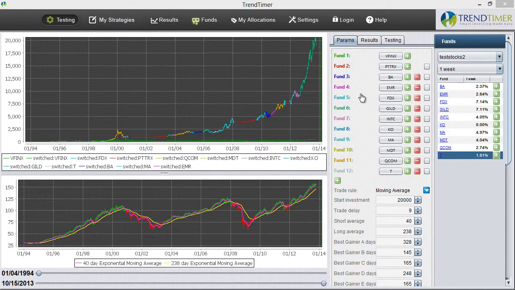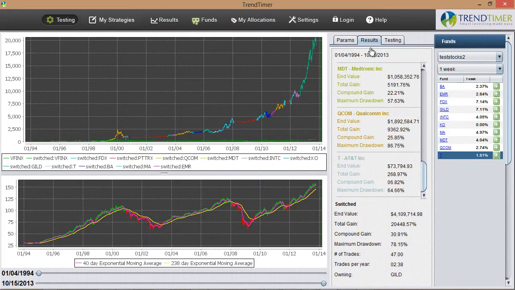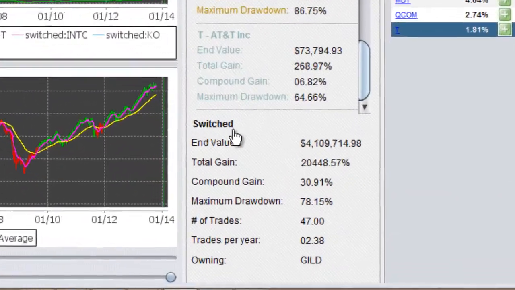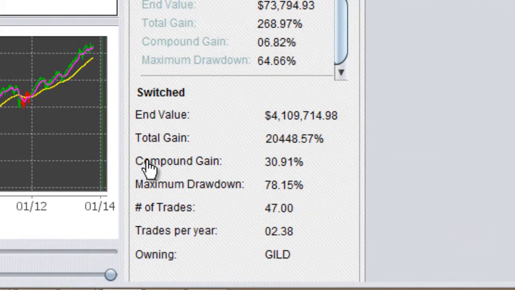We can visit the Results tab to see how our strategy has performed. At the bottom there's a switch section, which shows that our strategy has had an annual compound gain of 30.91% since 1994. So that's really quite good.